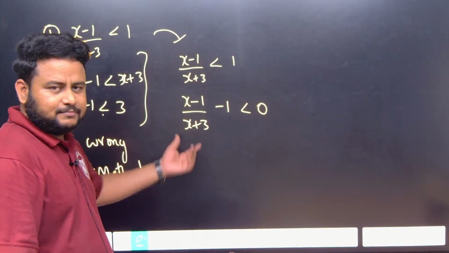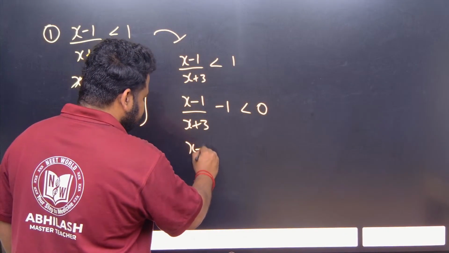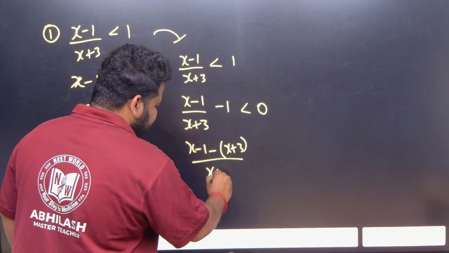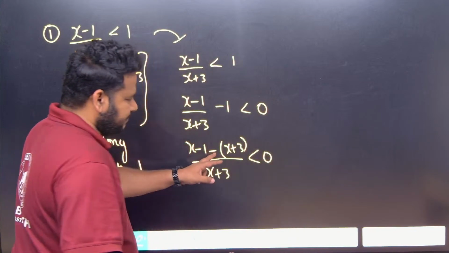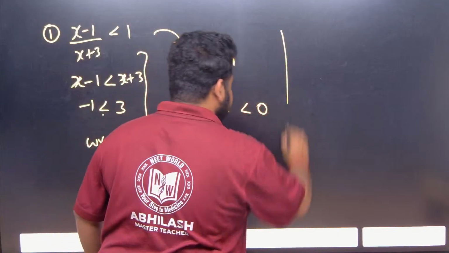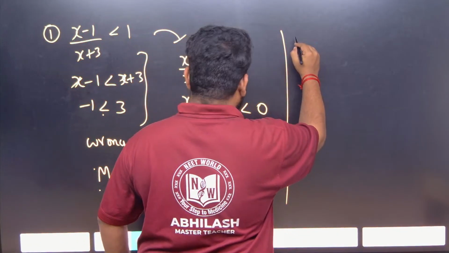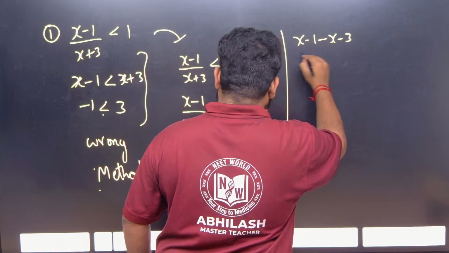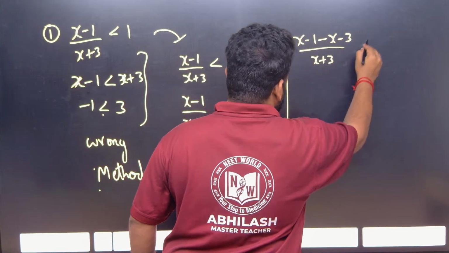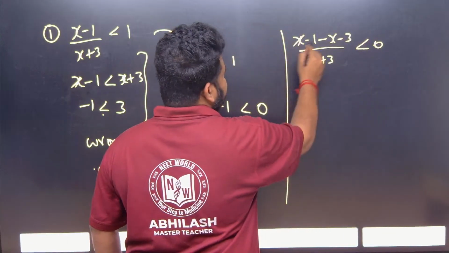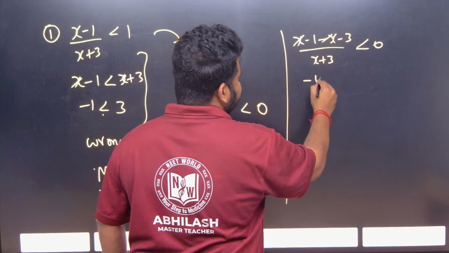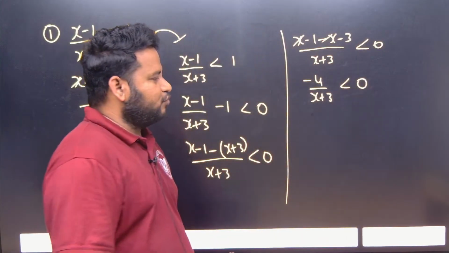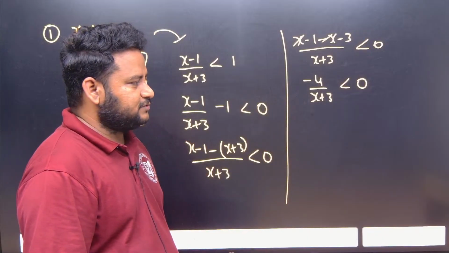Now take the LCM. If you take the LCM, I will have (x - 1 - (x + 3)) divided by x + 3 itself. Now remove the bracket, multiply with minus. Observe carefully. So this will be (x - 1 - x - 3)/(x + 3) < 0. x minus x will cancel. I will have -4/(x + 3) < 0. This is what I am having.